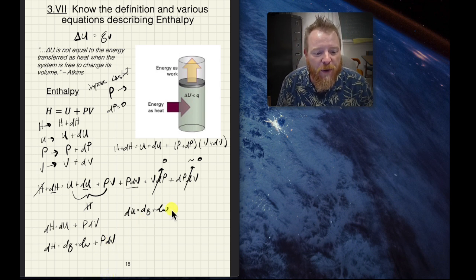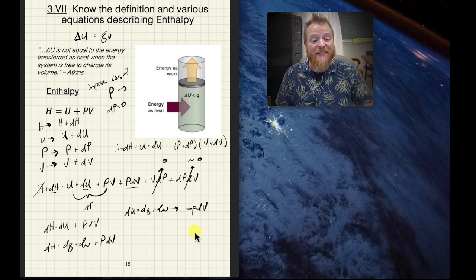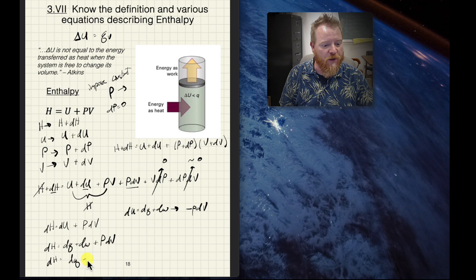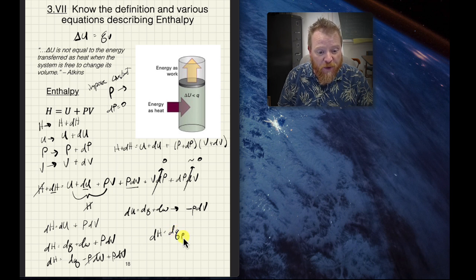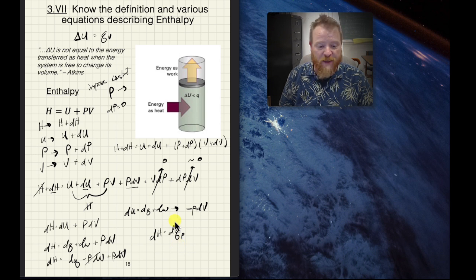Well, we remember that dW is equal to negative PdV, and we're allowed to make that substitution because our volume is free to change. So substituting that in, we've got dH equals dQ minus PdV plus PdV. So you can see those cancel, and the only thing we're left with is dH equals dQ, and I'm going to put a little P right there to note that we have constant pressure.